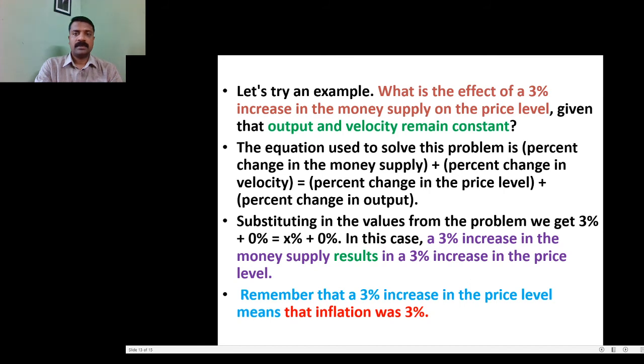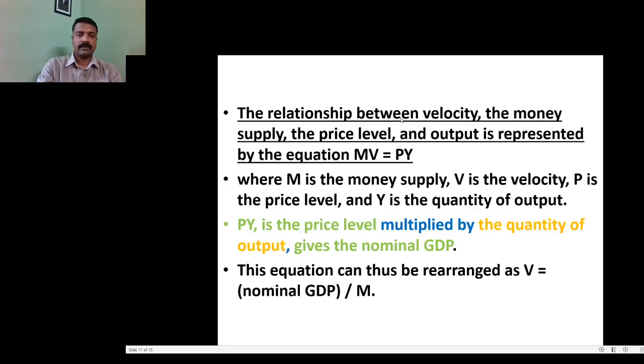An example: the effect of a 3% increase in the money supply on the price level, given that output and velocity remain constant. Here, a 3% increase happens in the money supply. The equation used to solve this problem is the percent change in the money supply plus percent change in the velocity equals percent change in the price level plus percent change in output. This equation, MV = Py.